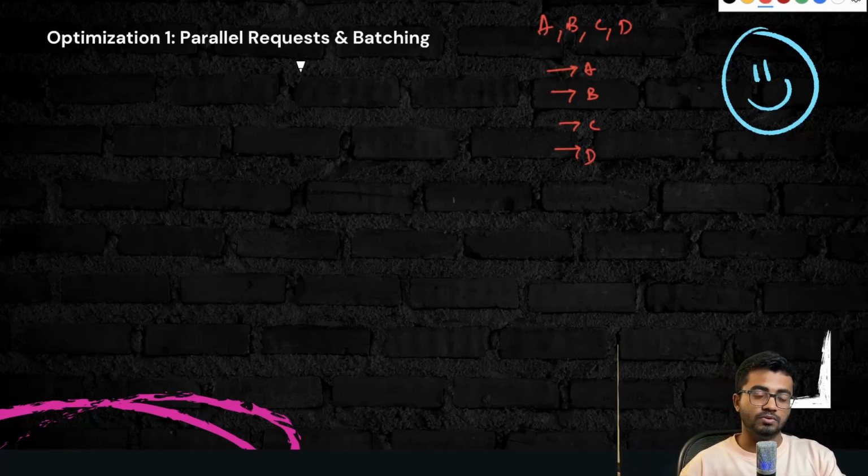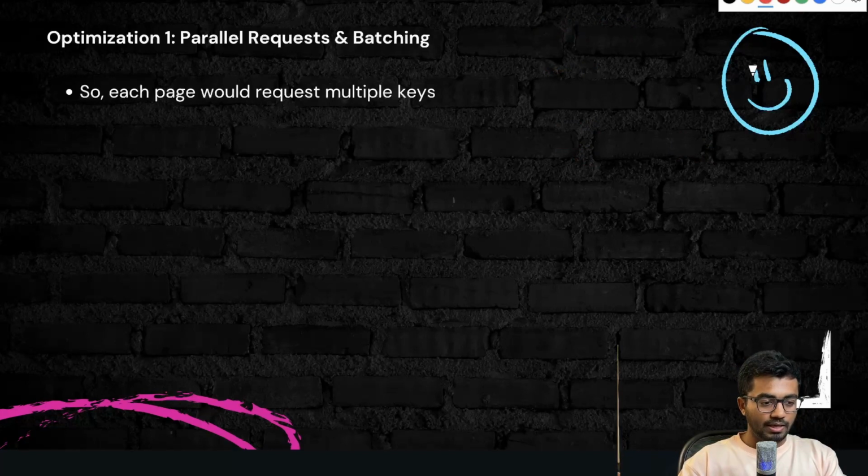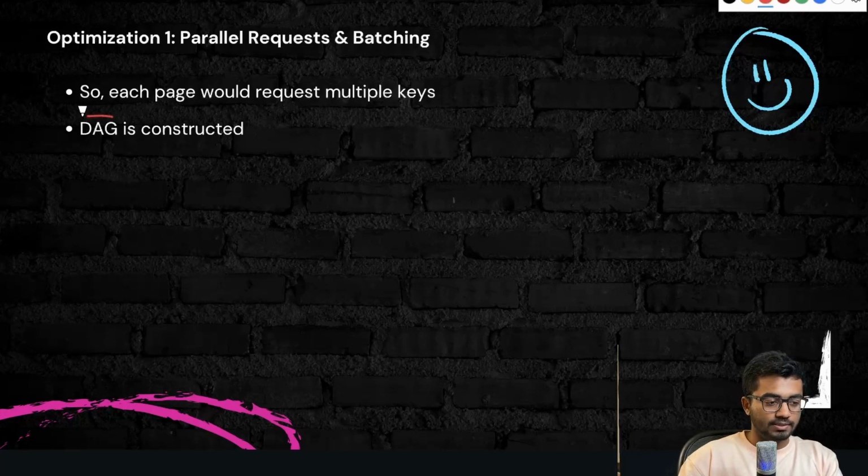So we'll try to reduce the number of round trip times, or RTT, we make to the backend service, or the cache in this case, so that we fetch the data in the least number of calls made to the cache, right? Each page, as we talked about, requires multiple keys. So based on that, we create a DAG. A DAG is a directed acyclic graph. It's kind of a dependency tree. So like what needs what.